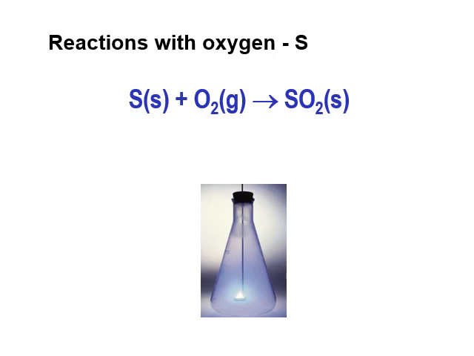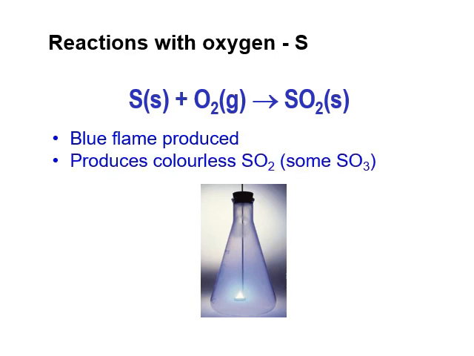Sulfur then. Sulfur reacts with oxygen to make sulfur dioxide. This is a blue flame that will be seen. So when you burn sulfur, you get a blue flame. You must learn that. There is a little picture there that shows you. You can't see it very clearly, but it is blue. It produces colourless sulfur dioxide gas, as well as some sulfur trioxide. So you'll get a colourless gas.